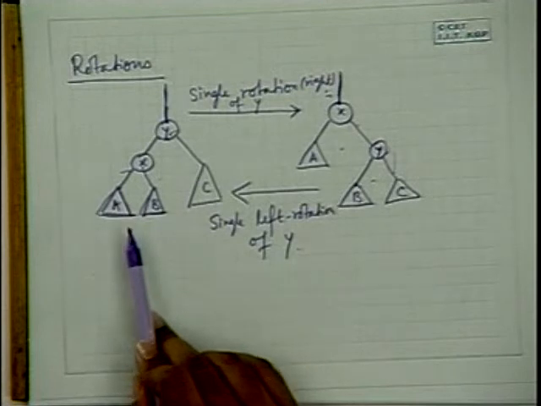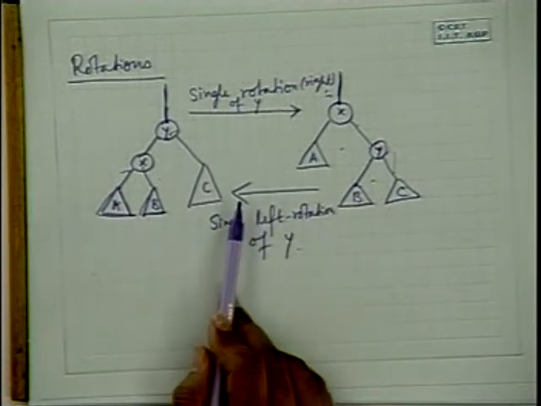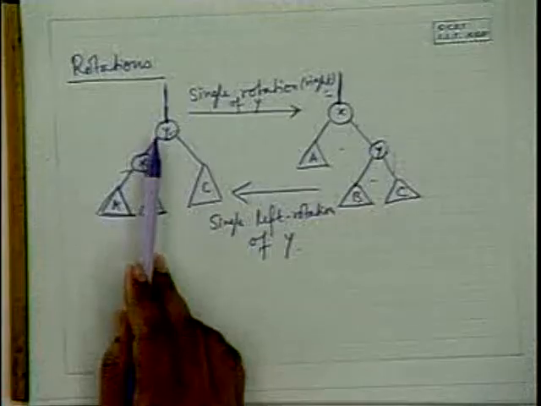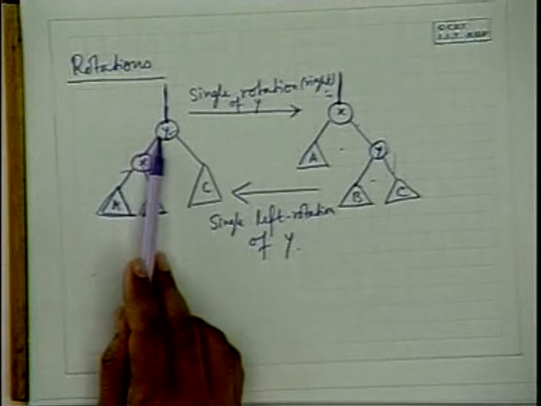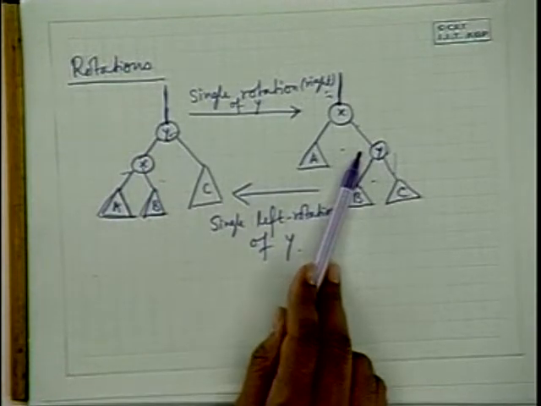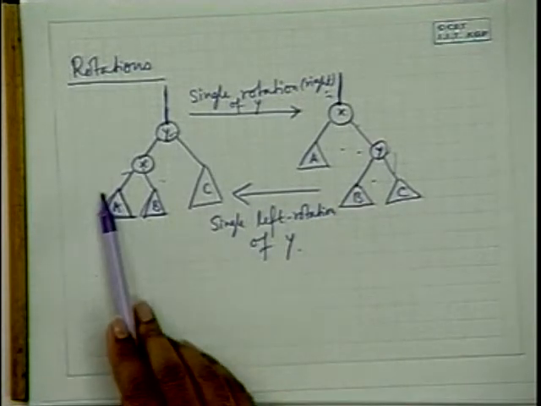Sir, why is it called the rotation of y? Because this is the definition. We cannot argue why some definition is something. This is the way we are defining it. So when we say right rotation of y, it means going from this configuration to this configuration. Left rotation of y means going from this configuration to that configuration.